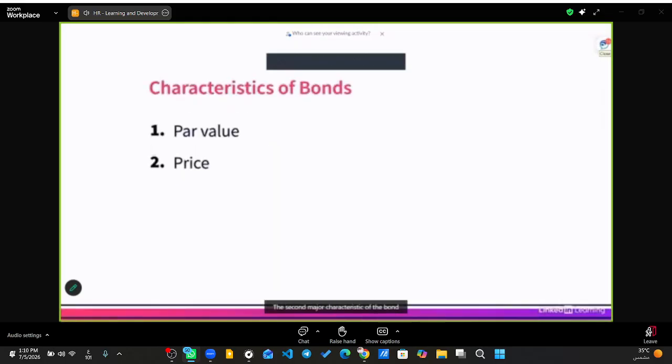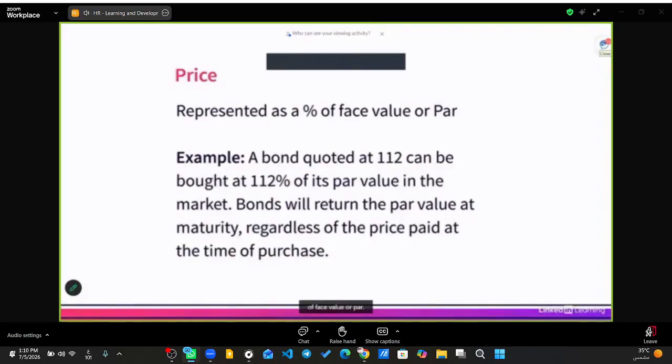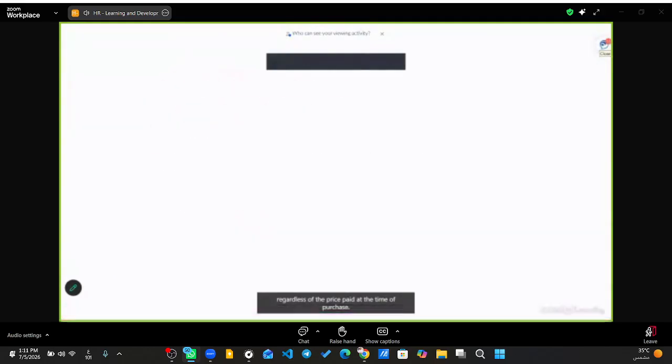The second major characteristic of the bond you want to pay attention to is price. Prices are represented as a percentage of face value or par. Thus, a bond that's quoted at 112 can be bought for 112% of its par value in the market, not $112. Bonds will return the par value at maturity regardless of the price paid at the time of purchase.